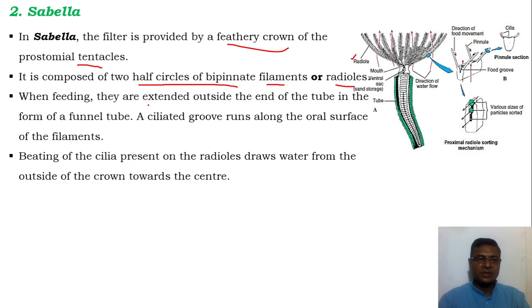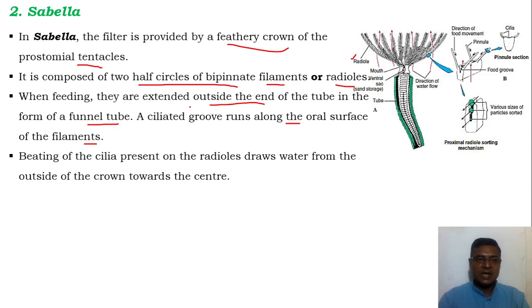When feeding, the radioles or bipinnate tentacles are extended outside the end of the tube, in the form of a funnel, somewhat extended to form the feathery crown. And the ciliated groove runs along the oral surface of the filament. At the base of each radiole, a groove is present, and all the grooves are collected in the main groove. That ciliated groove, we see here. Here, that ciliated groove further opens into the oral cavity.